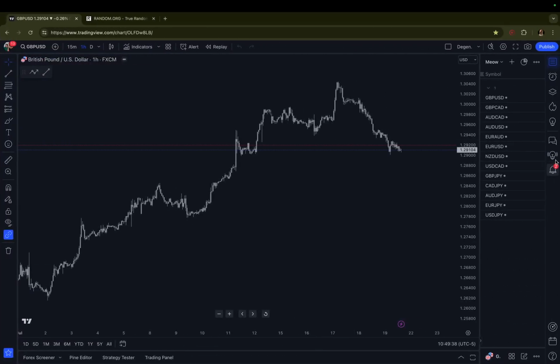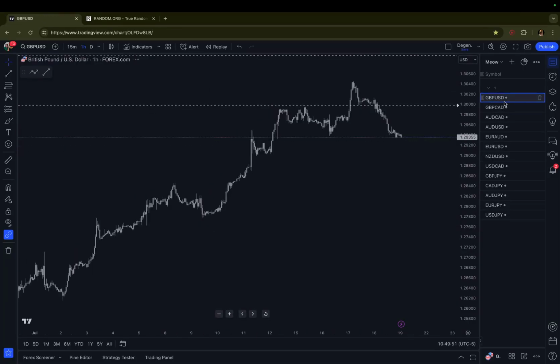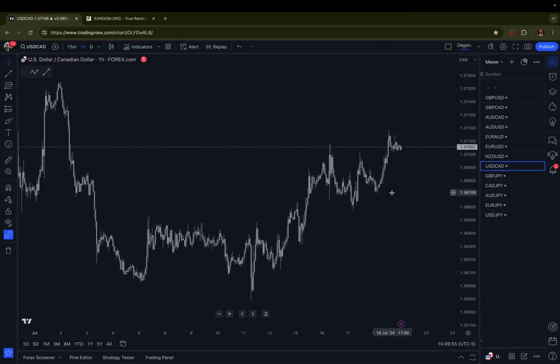So we're going here to a random chart. This is how you start. Go to TradingView. Get a TradingView subscription. Then I'm using random.org. I'm going to select a random number between 1 and 10. So right here, we're going to generate number 8. So we're going to go down the watch list of Forex pairs. We're going to do number 8. 1, 2, 3, 4, 5, 6, 7, 8. So we land on USD CAD.